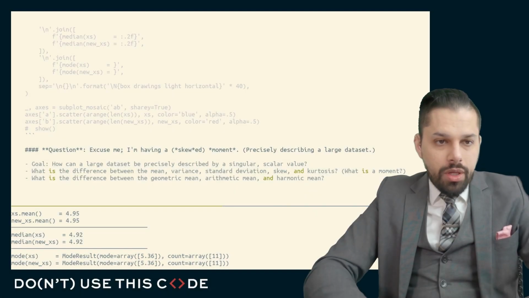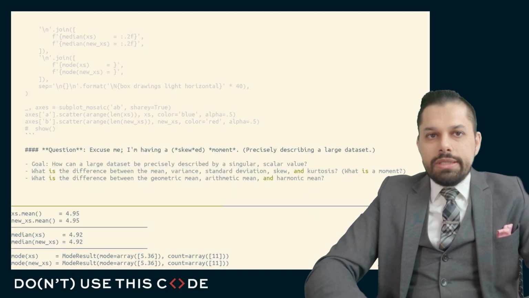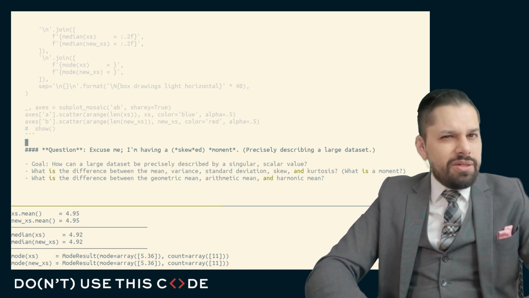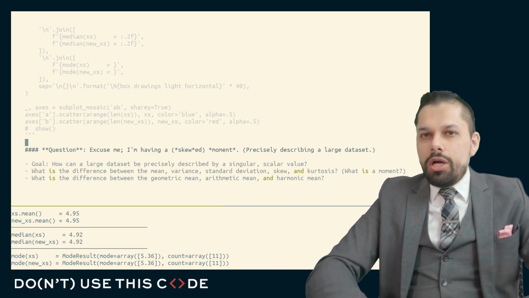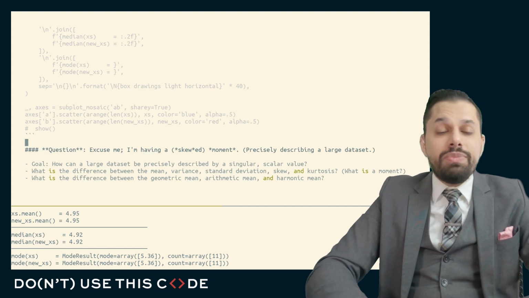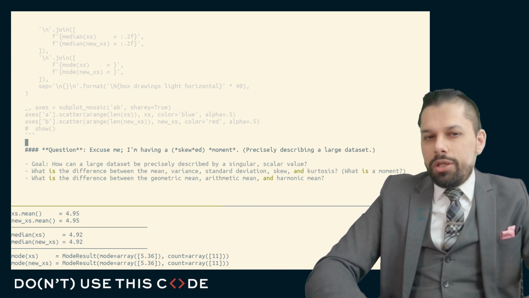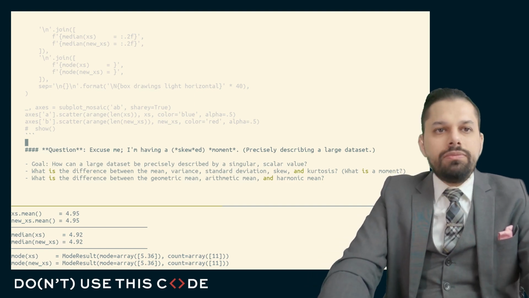In our next question, we're going to discuss a better approach for summarizing a data set. This question is called, "Excuse me, I'm having a skewed moment." In this question, we're going to talk about how we can more precisely describe a large data set using summary statistics beyond just the mean, the median, or the mode, looking at things like the variance, the skew, and the kurtosis.